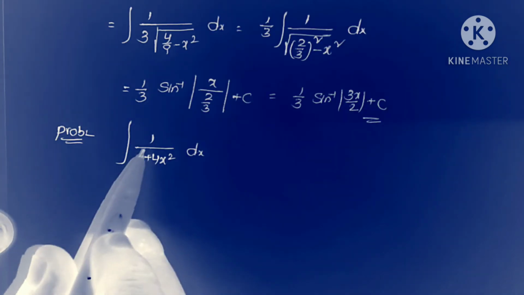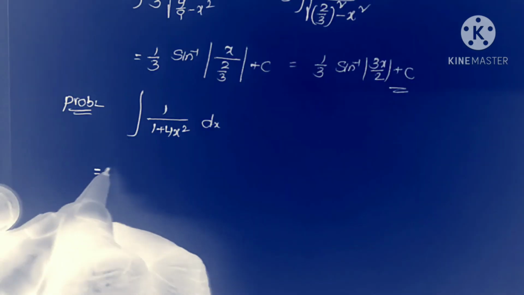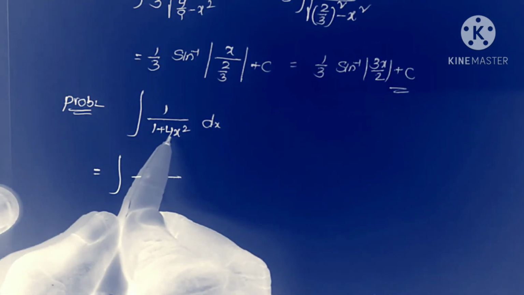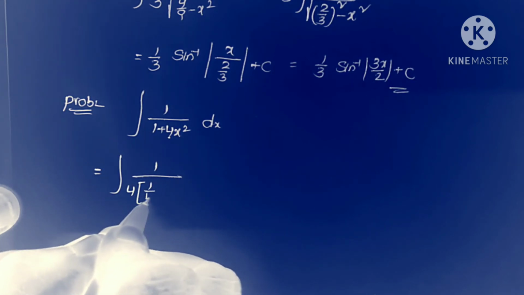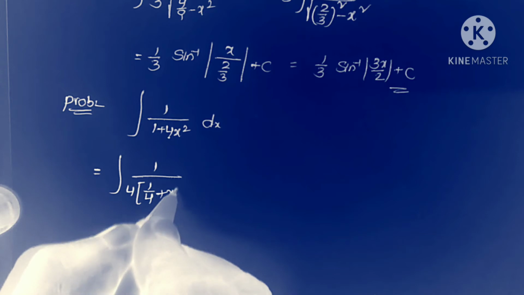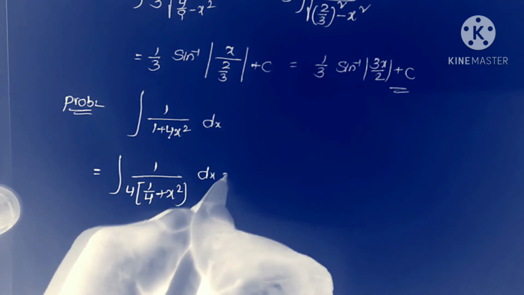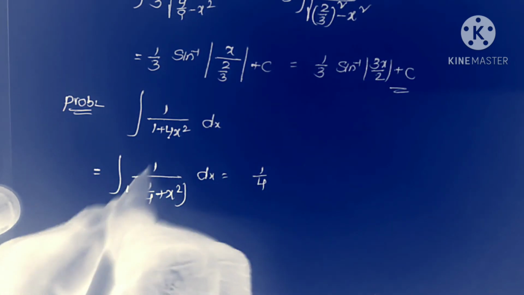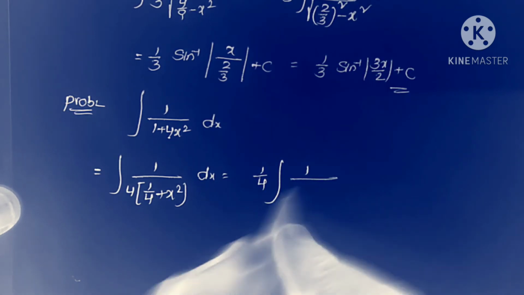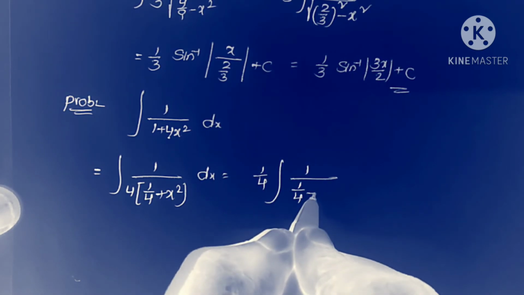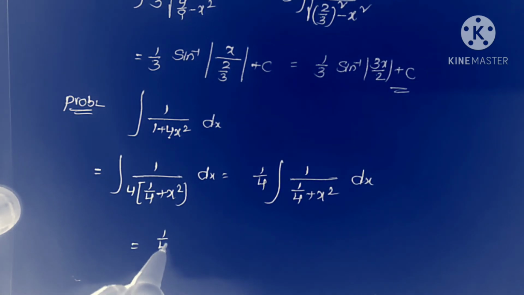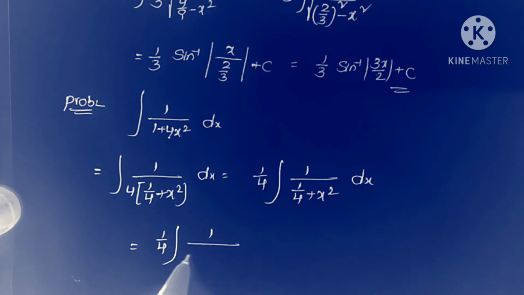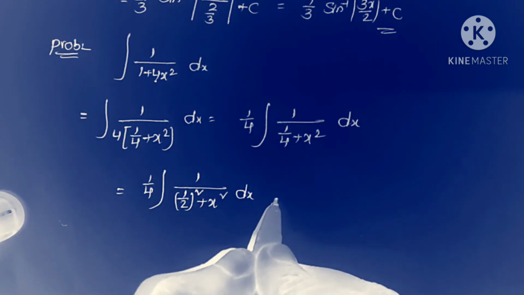That's all. Next problem: integral 1 by 1 plus 4x square into dx. Now this is equal to the integral of 1 by, here the x square coefficient is 4, so taking 4 common, 4 into, what is the first value, 1 by 4 plus x square, dx. This is equal to 1 by 4 as the constant, so writing the constant before the integration: 1 by 4 integral 1 by 4 plus x square dx. Now 1 by 4 we can take as 1 by 2 whole square plus x square into dx.